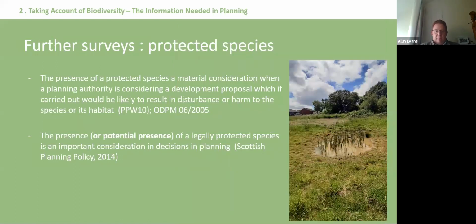Obviously, there are the statutory requirements to consider protected species. The presence of protected species is a material consideration in the consideration of planning applications. Or in Scotland, actually, it's just the potential presence of legally protected species that is an important consideration in planning decisions.